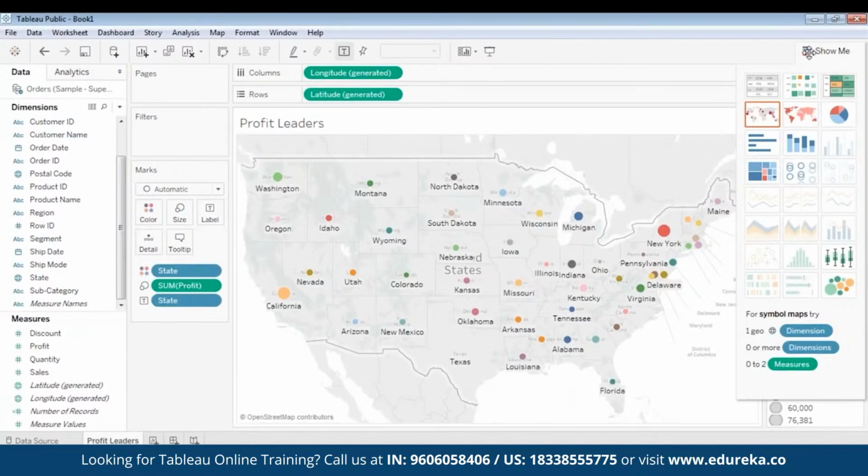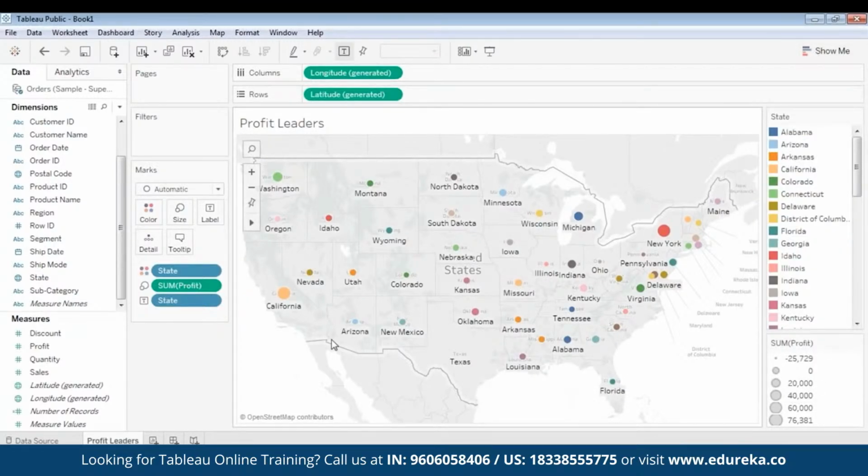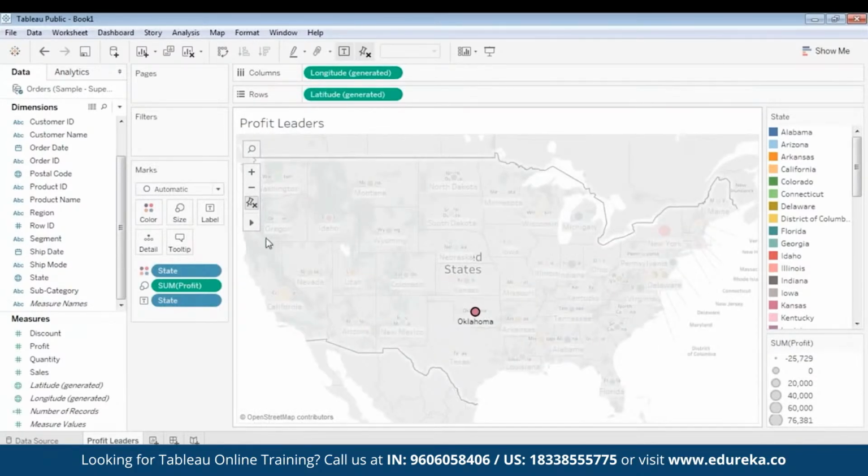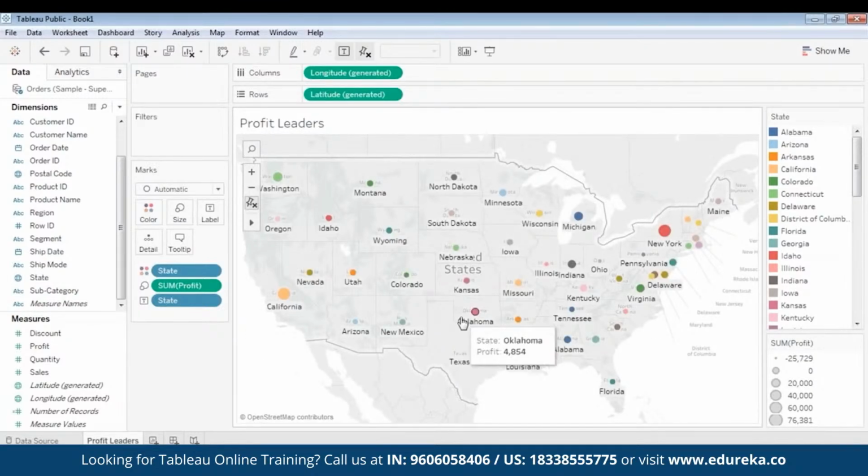So guys, let's see what is happening over here now, okay? If I just zoom in a little bit, right? Can you see California and New York and Washington are majorly leaders in terms of profit? If you see, Texas is in minus, the profit is not there, right?